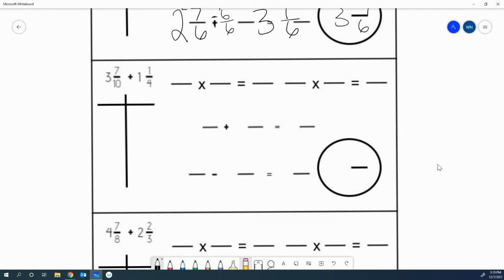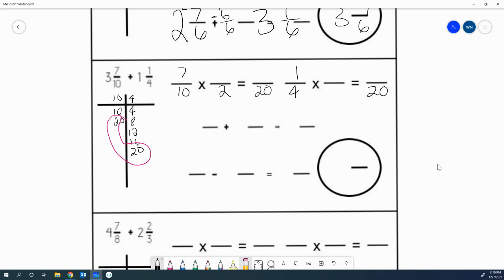I'm going to go ahead and solve the next one. 3 and 7/10 plus 1 and 1/4. Go ahead and get it solved. For this one, you should have come up with your least common multiple first. So we've got 10, 20, and 4, 8, 12, 16, 20. 20 was our LCM. Let's go ahead and write those fractions over. 7/10 times something equals something over 20. 1/4 times something equals something over 20.